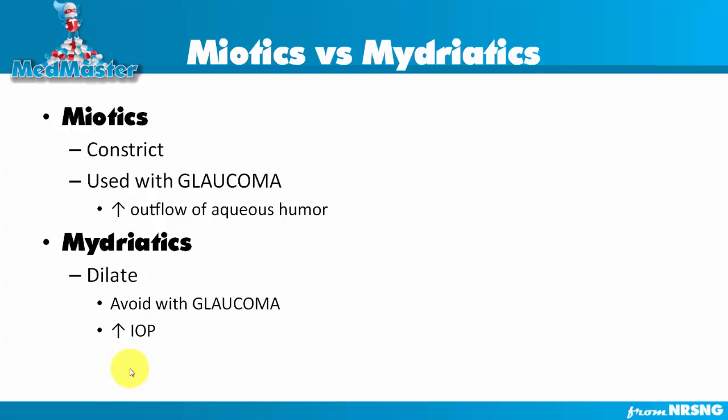Miotics constrict. Used with glaucoma, and they help increase the outflow of aqueous humor. That helps relieve the pressure in the eyeball, and that helps a patient relieve that pain and be able to see a little bit better. Mydriatics dilate the pupil, so we're going to avoid them with glaucoma because it can increase intraocular pressure. If we increase that intraocular pressure, we run the risk of causing more symptoms of glaucoma. So miotics constrict, used for glaucoma. Mydriatics dilate, avoid with glaucoma.